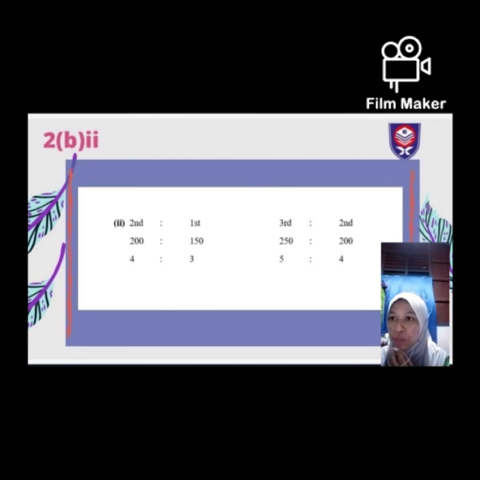Next question. What is the ratio of the second month to the first month and the third month to the second month? Use the answer from part 1 just now. The ratio of the second month to the first month is 200 to 150, which is reduced to 4 to 3. The ratio of the third month to the second month is 250 to 200, which is reduced to 5 to 4. That's all. Thank you.